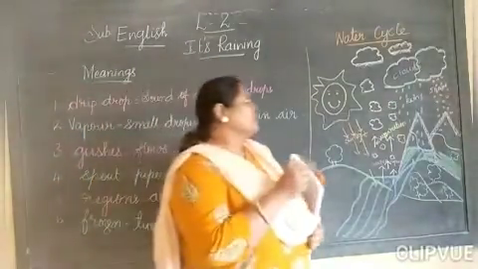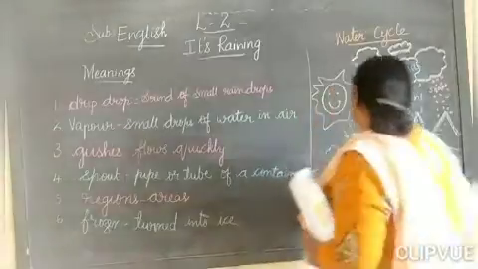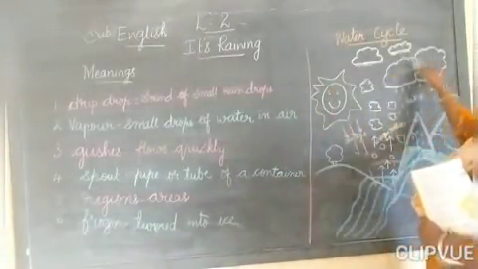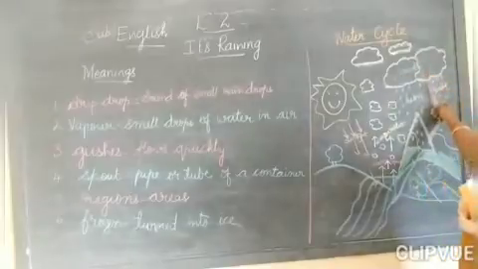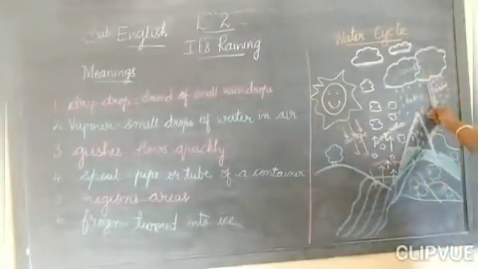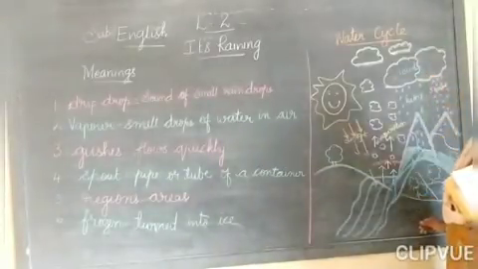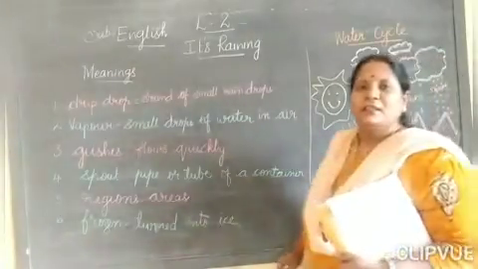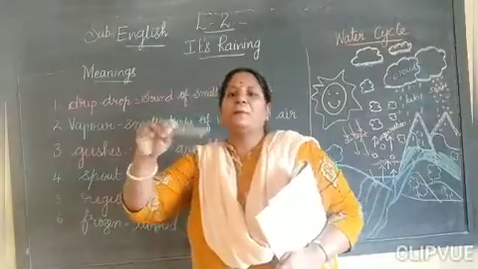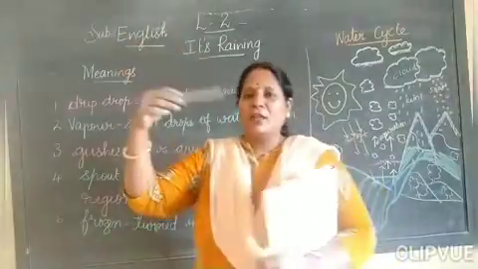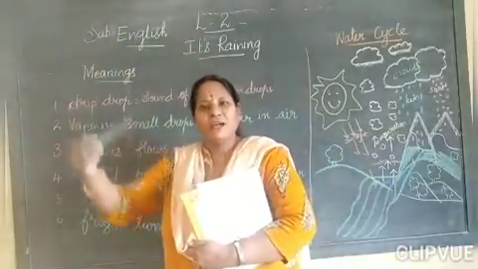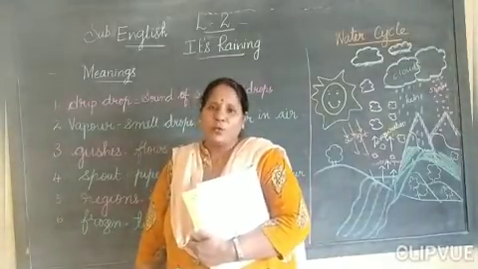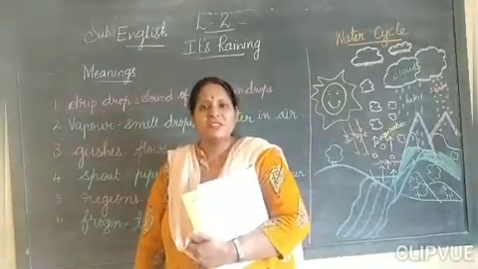So this is the water cycle. The water changes into vapor by evaporation, and then condensation happens and again you get water on the earth. So you already have water on the earth, it changes into vapor, then into clouds, and when the clouds become heavier, they come down again as rain and you get water. Water is very precious, children.